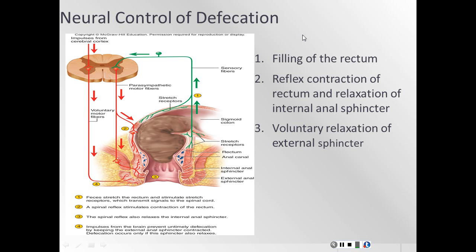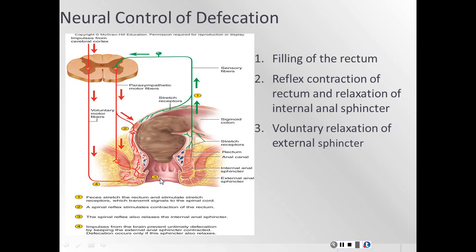So here we have the neurocontrol of defecation, where we see the parasympathetic nerve fibers, motor fibers, being signaled to relax the internal anal sphincter, here it is, and to contract the rectum. So the rectum is being contracted, and we have the relaxation of our internal anal sphincter. And here we have the spinal reflexes, which start to relax that internal anal sphincter.